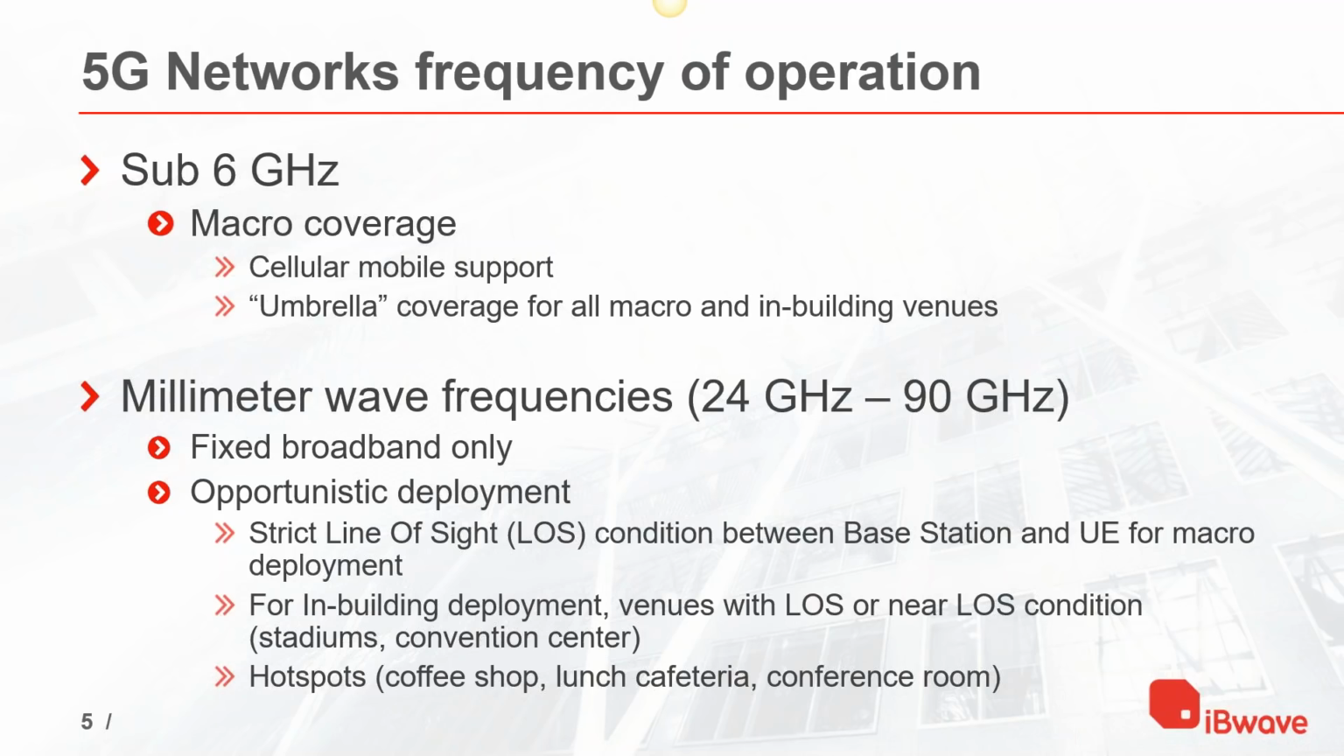So for now, we just need to point out that there are two distinct frequency bands. One will be used as macro coverage, umbrella coverage, and will have mobility, and the other one will be opportunistic deployment in the areas where there is a large congregation of customers, and predominantly line of sight, but no mobility support.